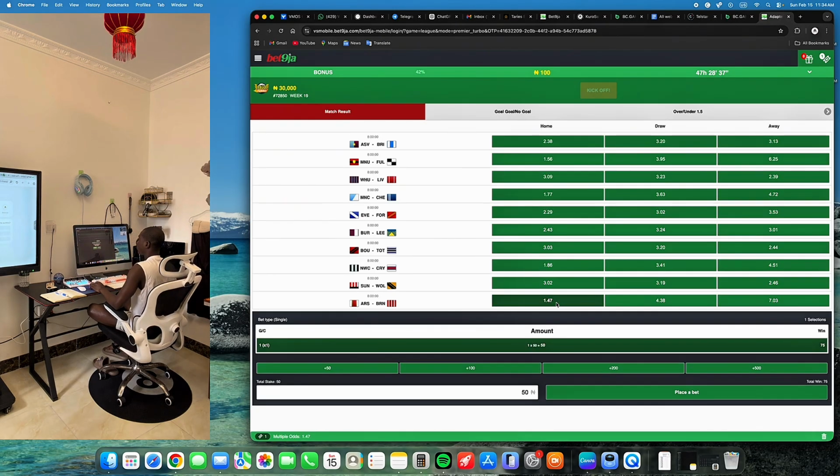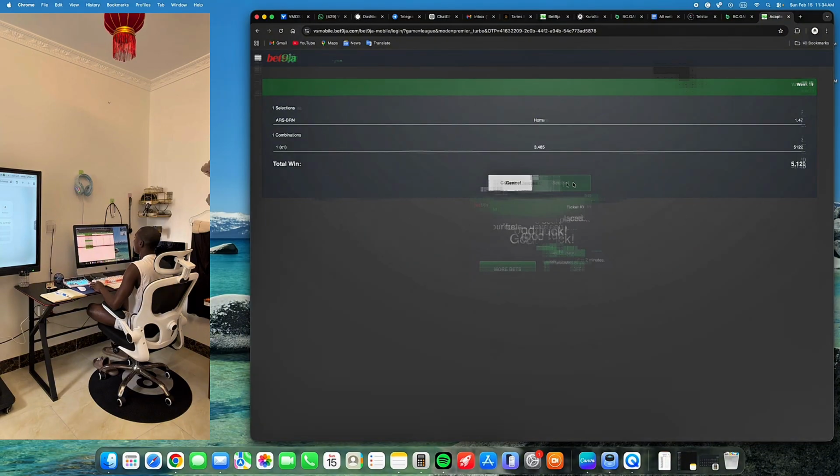Still Arsenal. Whoa. Arsenal has consecutively given us two wins. I think the first one that made a win is also Arsenal and still is the lowest odd. They're just patronizing it with low odds. Okay, now we have 3,485 at the top, so we will go in with all that again as a rollover. 3,485. That will give us approximately 5,120 naira if we happen to win.